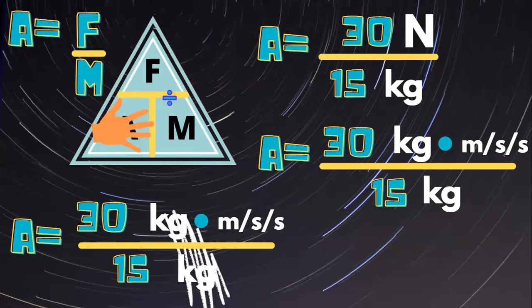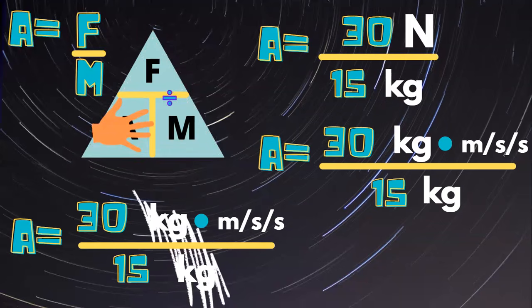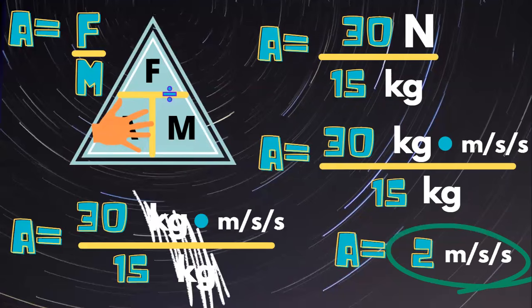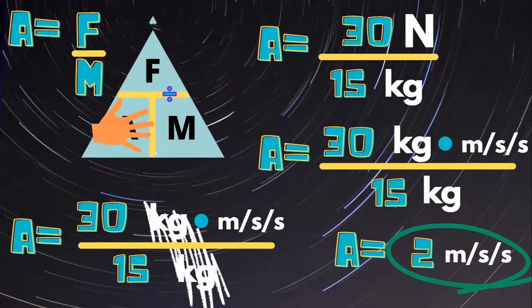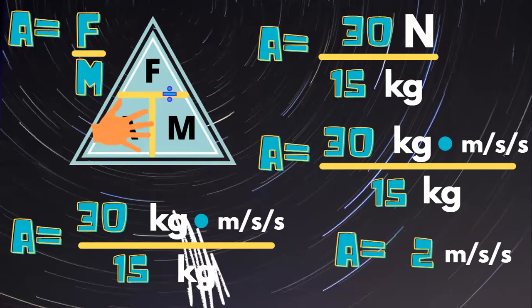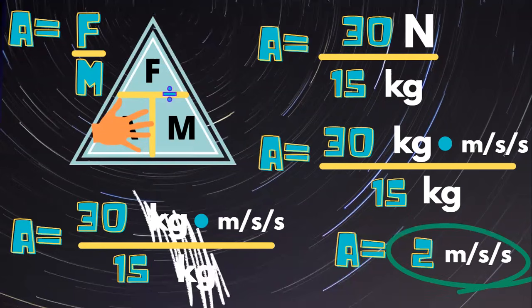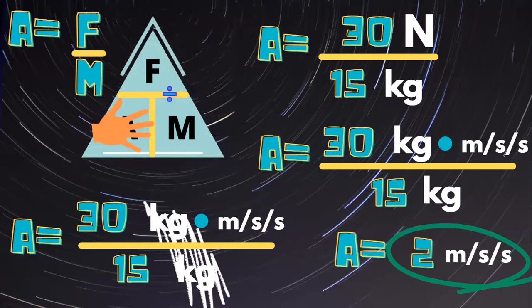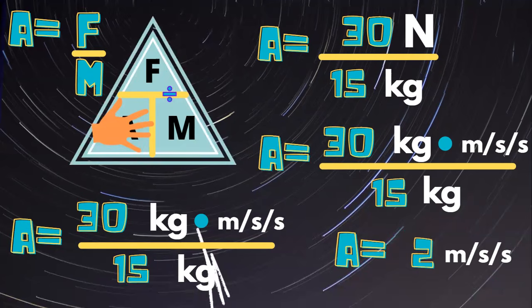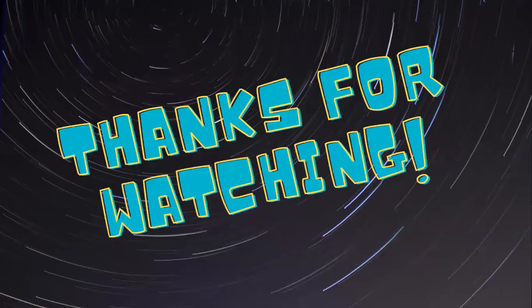Do you know what 30 divided by 15 is? Did you say 2? Because that is the correct answer. So here we have 2, and the unit that we have left is meters per second squared. And that is the correct unit for acceleration. So well done there. All right, that's how Newton's different equations for his second law work. I hope you had a great time understanding how that all fit together.